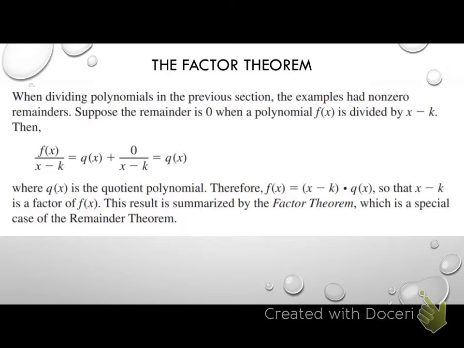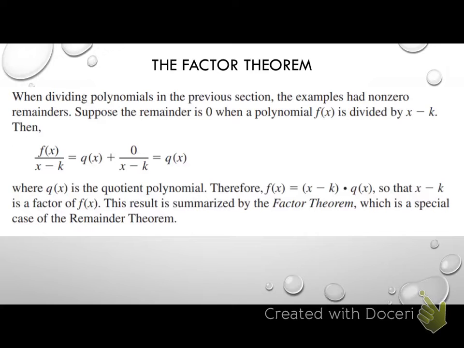Okay, the factor theorem. When dividing polynomials in the previous section, the examples had non-zero remainders, correct? We put our remainders over our divisor. Sometimes our remainder was just a number. Sometimes it was a polynomial. But whatever it was, we put it over our divisor, correct? Whenever we divided.